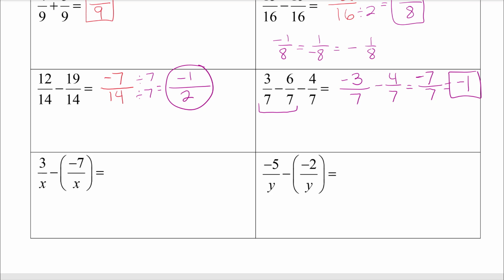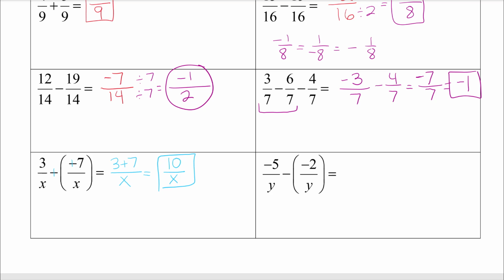Next I have 3/x minus -7/x. So the denominator this time is a variable. No big deal. As long as the denominator is the same, it just stays the same. Minus a negative though, whenever you have a minus and a negative, that's add a line and change the sign. So I really have 3 plus 7 over x, and 3 plus 7 is 10. So I added the tops and kept the bottoms the same.